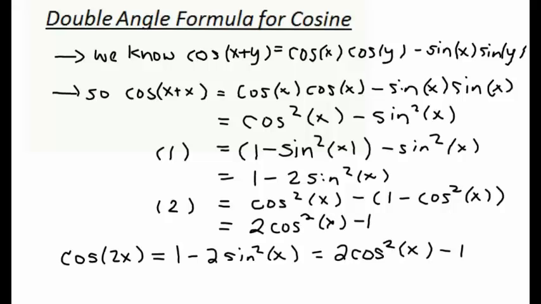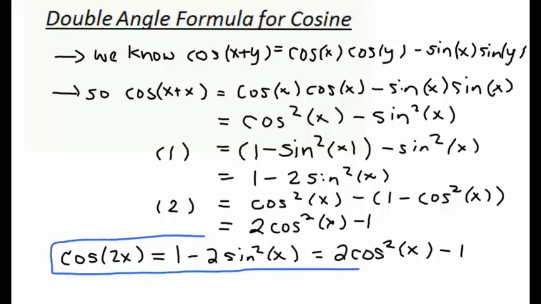So this leads us to two different but equally acceptable representations for cosine of 2x. Either we can write it as 1 minus 2 times sine squared of x, or we can write it as 2 times cosine squared of x minus 1. Now it may not be immediately obvious which one is the favorite, which one we should choose. Usually you have to figure out which one to choose based on the context of the question.